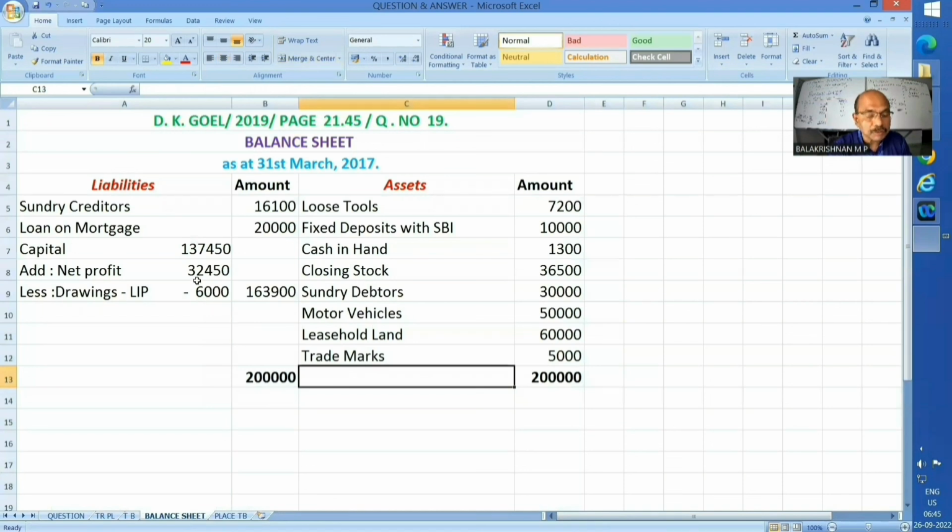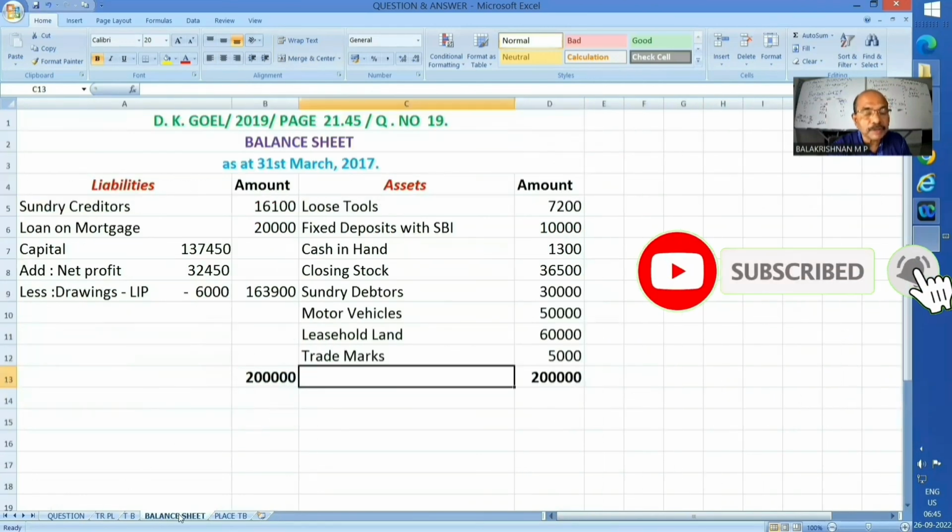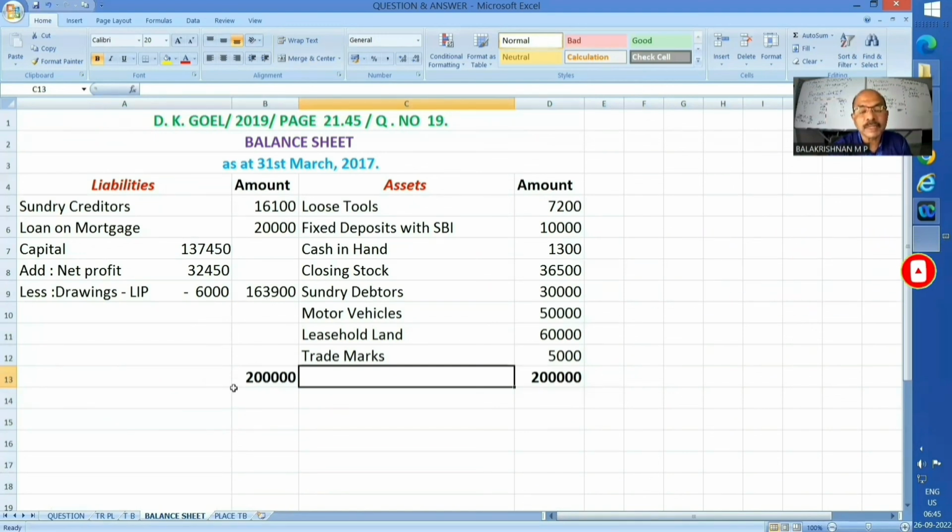Net profit, of course, we have arrived at 32,450. Fine. So this is my latest capital, and this stands tallied. Here also I have ensured marshalling. Well, this is a very plain, simple sum. The purpose is to ensure that you have mastered the technique of tallying a balance sheet. Okay.